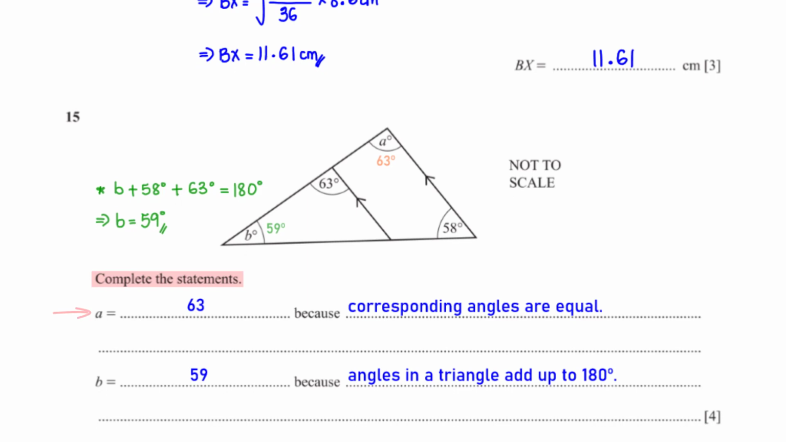Complete the statements. A equals blank because blank. These two are corresponding angles. Corresponding angles are equal, so A equals 63. B equals blank because blank. The sum of the angles in this triangle must add up to 180 degrees. So we have B plus 58 plus 63 equals 180. When we make B the subject, we get B equals 59.